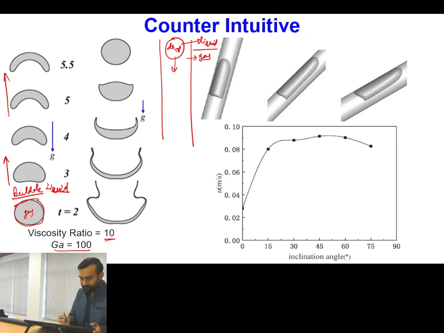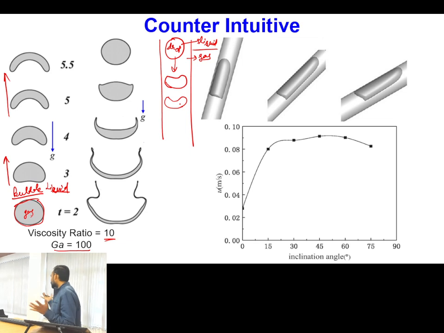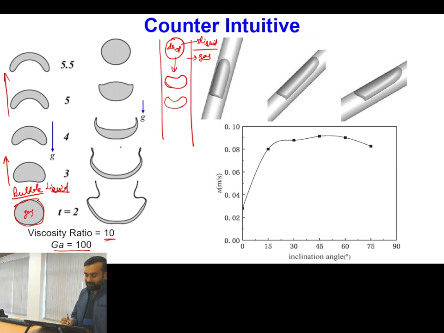So we will be expecting that the drop should again at t equal to 3 get a shape something like this. Then at t equal to 4, it should get more thinner, something like this. So kind of inverted shape should come. So that is our normal expectation. But in reality, if you see, these are the shapes which we will be obtaining.